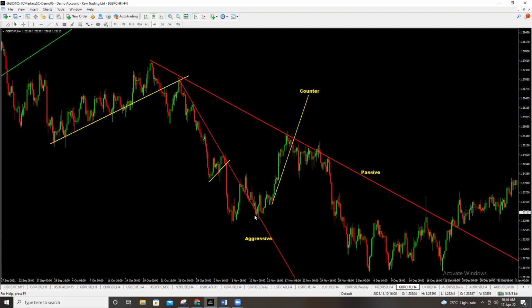tap again. And now from there, you draw your counter trend, because guess what? This is not a reversal. We're just pushing back to the passive trend line. So you can either ignore this move or you can get into it guided by the counter trend line, and once it's broken, exit that trade.